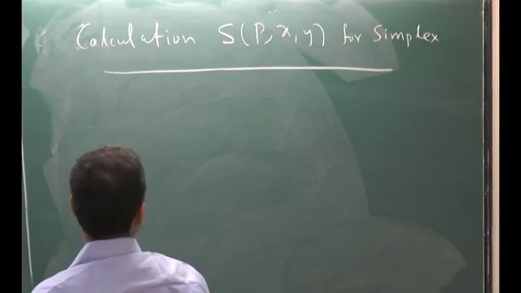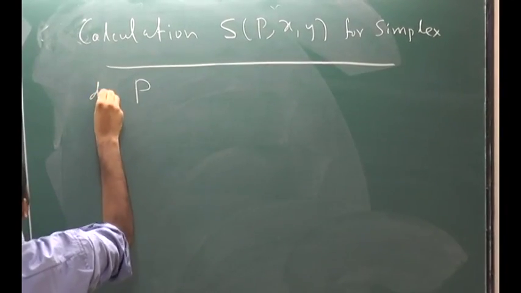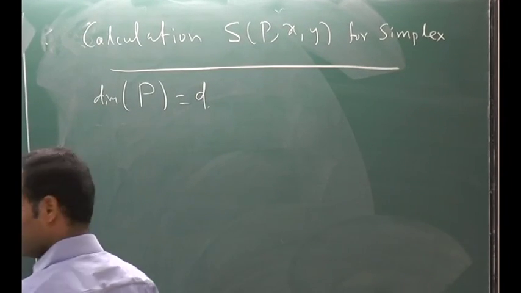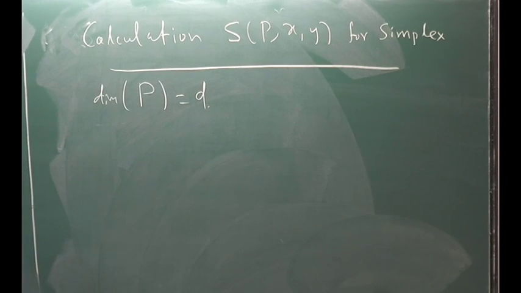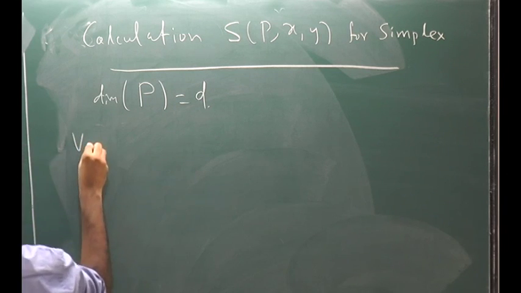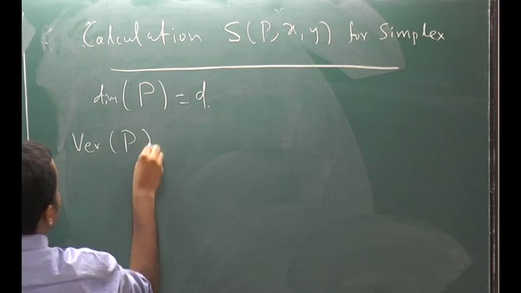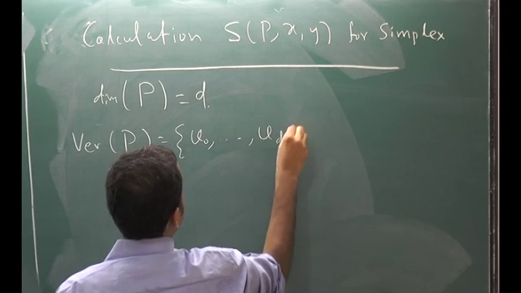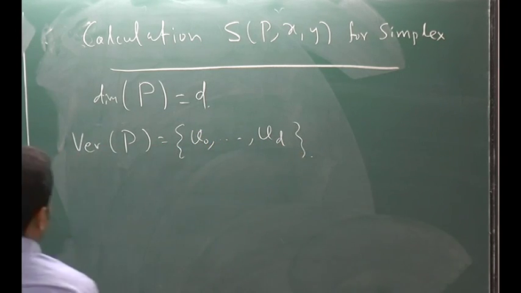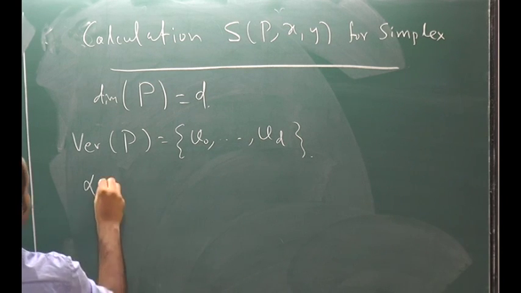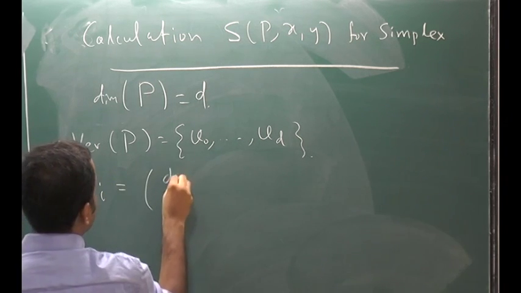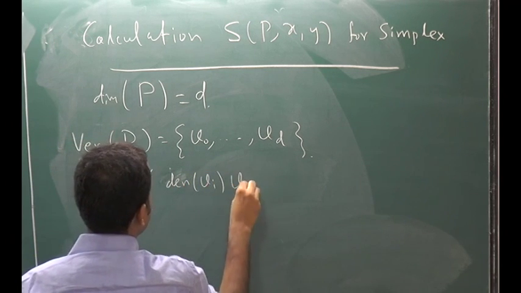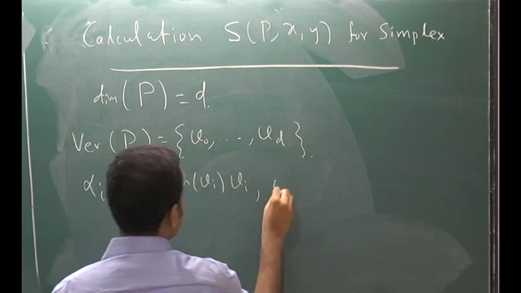So here are the steps. Let the dimension of P be equal to d. Then, since P is a simplex, the number of vertices of P is d plus 1. So let's say the vertices of P are v0 up to vd. Now define alpha i equal to the denominator of vi times the vector vi, comma, the denominator of vi.